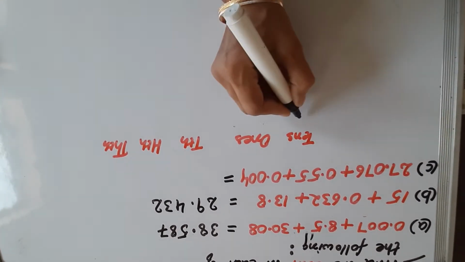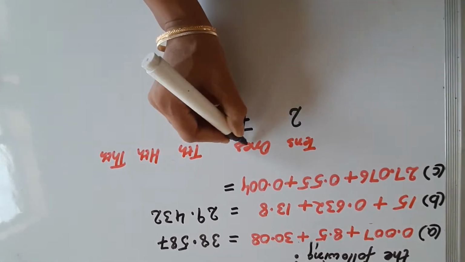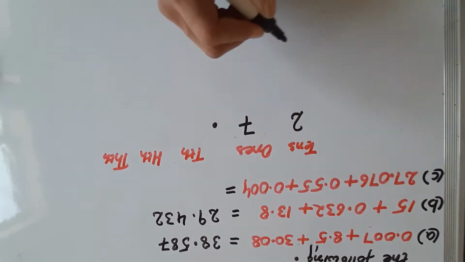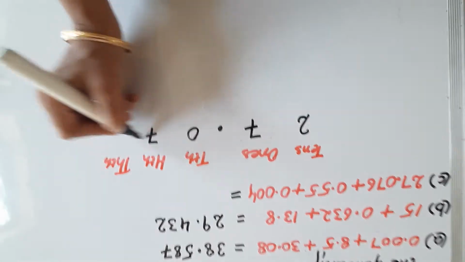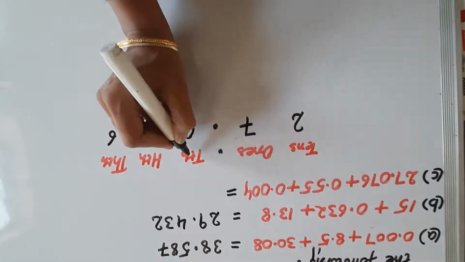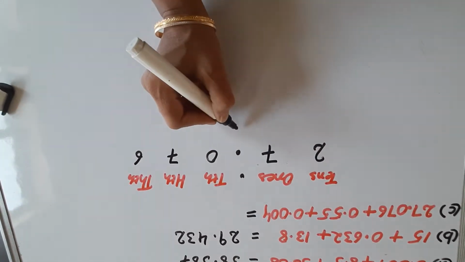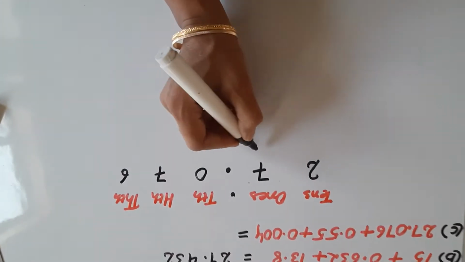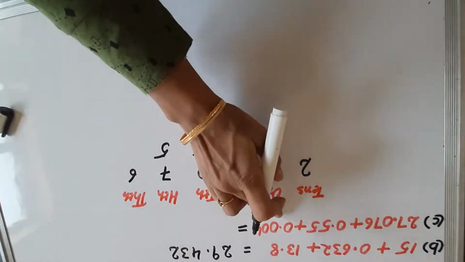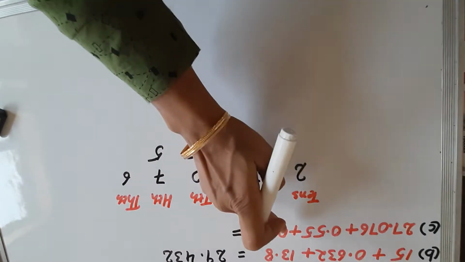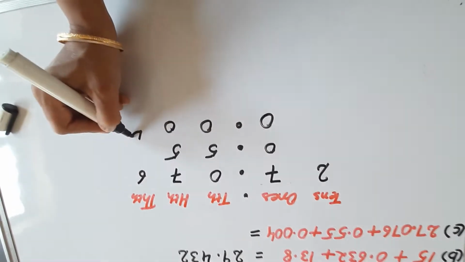So 27 point, this 7 is at the 1's place, 2 is at the 10's place, then 0.076, so 076, and between the 1's and 10th place there is a decimal. Now 0.05, so let us first place a point. So 0 on the left side, 55 on the right side. Then again let us place a decimal, 0 on the left side, 004 on the right side.